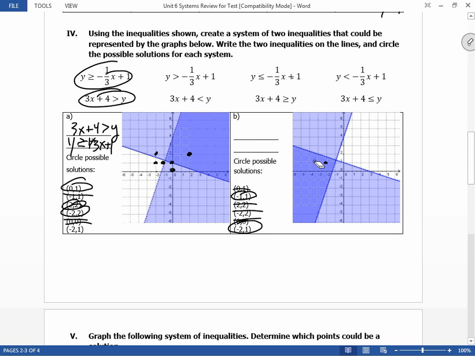And for this, the equations are the same. This one is a solid line, but from that line we are shading down. So that's going to be y is less than or equal to negative 1/3 x plus 1. And from the second line here, we're shading up. So it's going to be y is greater than or equal to, which is that one.